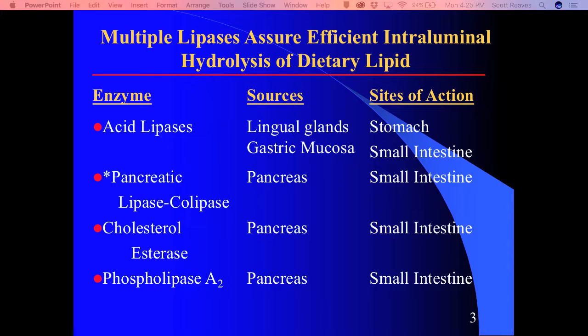There are 2 enzymes that are required. I'll give you details on that coming up. It comes from the pancreas and functions in the small intestine. We have 2 other enzymes we're going to look at. That's cholesterol esterase and phospholipase A2. They both come in from the pancreas into the lumen of the small intestine where they function.